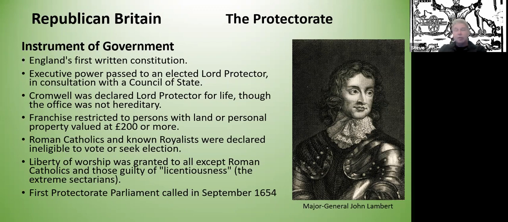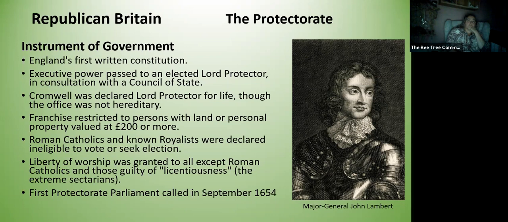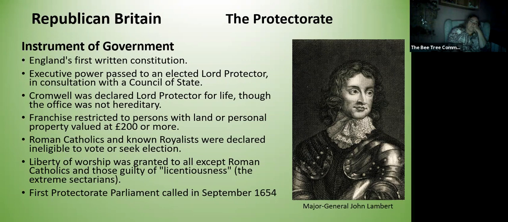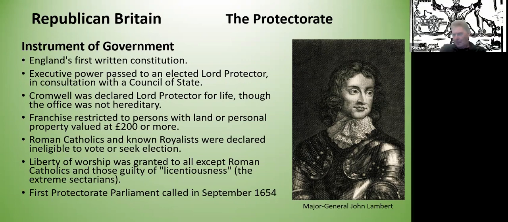Under the terms of the Instrument of Government, executive power passed to an elected Lord Protector in consultation with a Council of State numbering between 13 and 21 members. Cromwell was declared Lord Protector for life, though it was stressed that the office was non-hereditary. He was required to call triennial parliaments consisting of a single house of 400 members from England, 30 each from Scotland and Ireland, and they had to remain in session for at least 5 months.